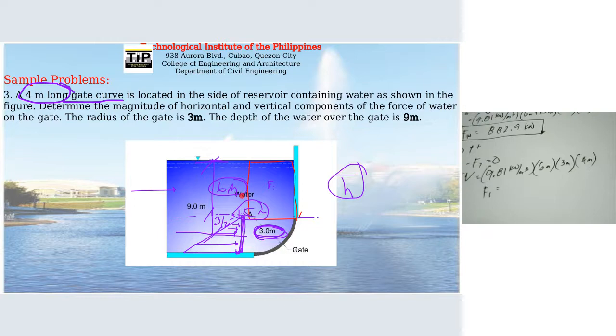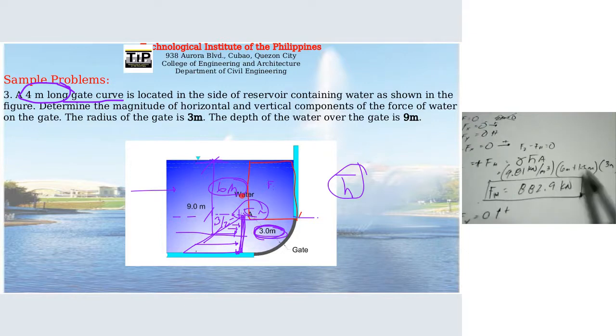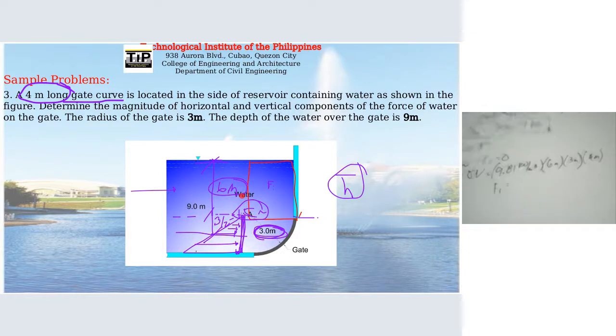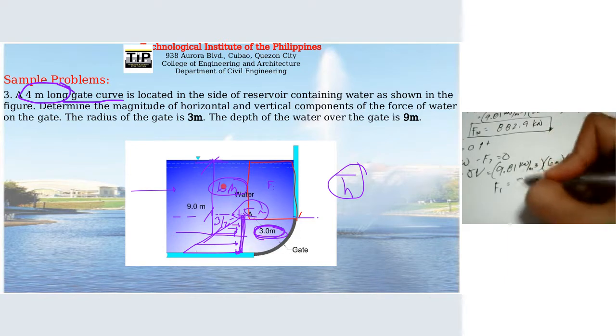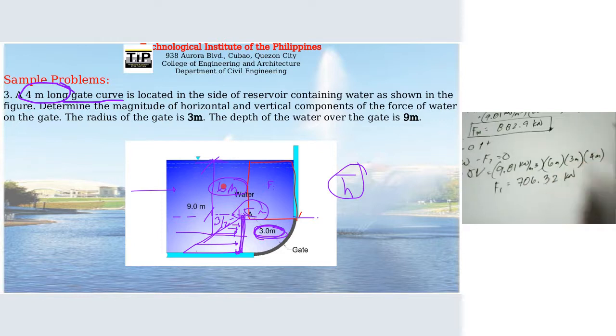Okay. So, thanks, Andrea. 706,000. But we can convert that to kilonewtons para mas uniform tayo. Okay, so we divide by 1,000, it becomes 706.32 kilonewtons. Okay, so thank you. That's F sub 1.